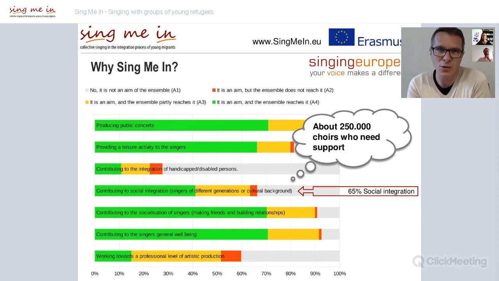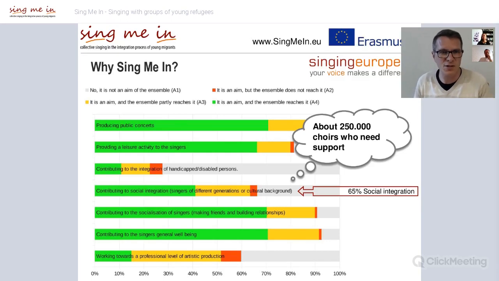Nice. But we also asked questions. And one of the questions was, why are you singing together? Why are you interested in collective singing? Of course, they want to make concerts, that's what they said. They want to contribute to the singers' general well-being. That's nice. One item was, we want to contribute to the social integration of singers of different generations or cultural backgrounds. We said, yeah, there's something interesting there. So about 65% of the choirs claim that that was part of their aims.